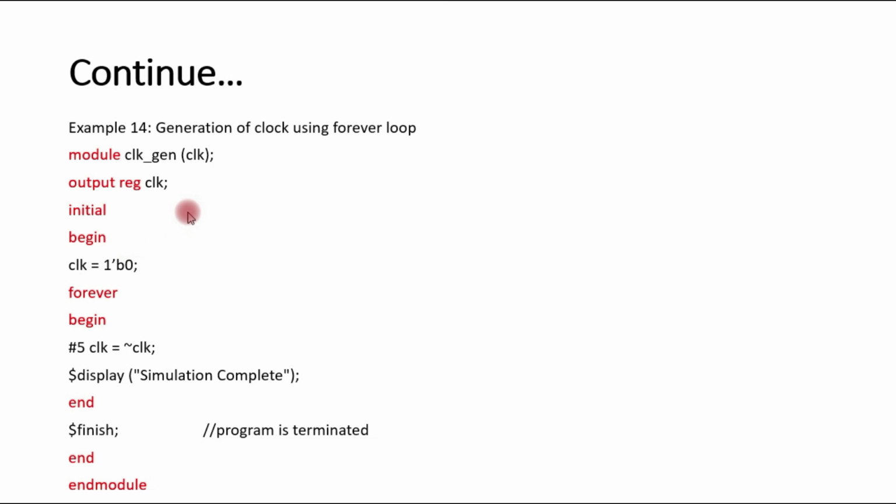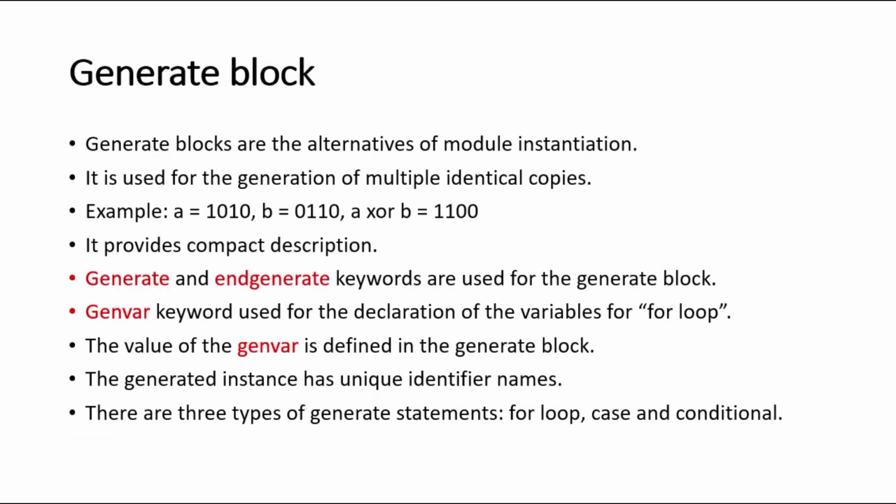Here clock is generated using a forever loop. Module keyword, module name clock underscore gen, and here the output variable is clock and this variable should be a register data type. Initially we are initializing the value of clock at logic 0. After 5 time units clock will be at logic 1 and then after 5 time units clock will be at logic 0. So it will continue in a repetitive manner and this program will never be terminated without using the $finish system task.